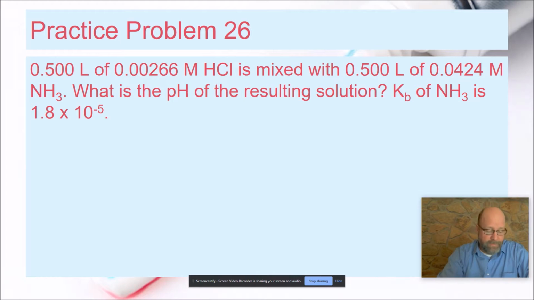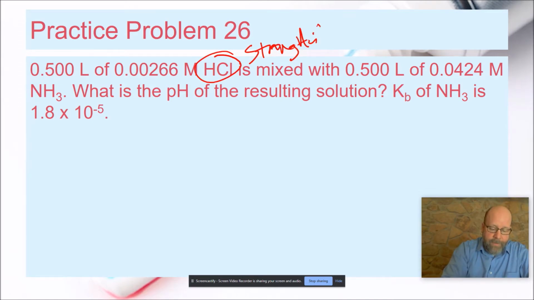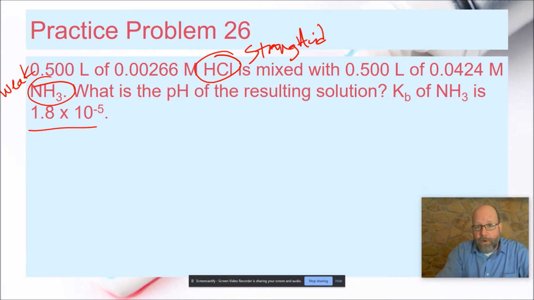Okay, so let's take a look at this problem. If I've got half a liter of this HCl solution, and I've got half a liter of this ammonia solution. HCl, of course, is a strong acid. And NH3 is a weak base. And I know that because I know it's not a strong base, and I also know it because it has a really small Kb. So I've got a half a liter.